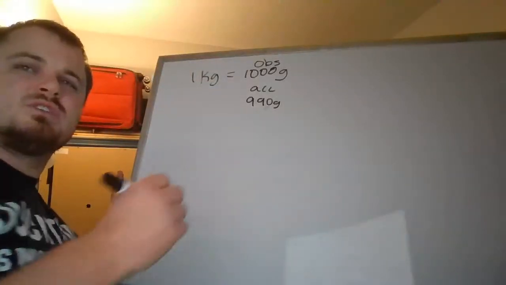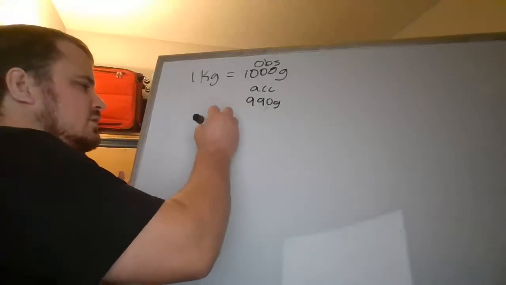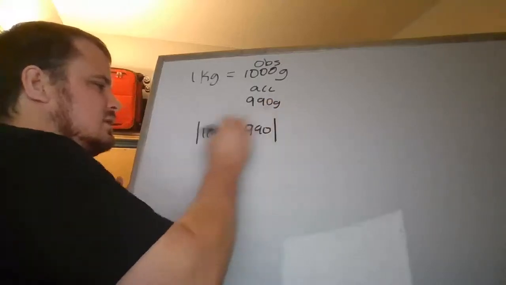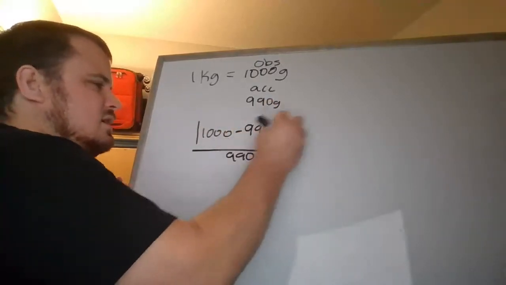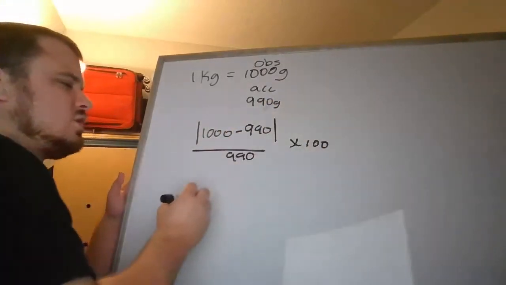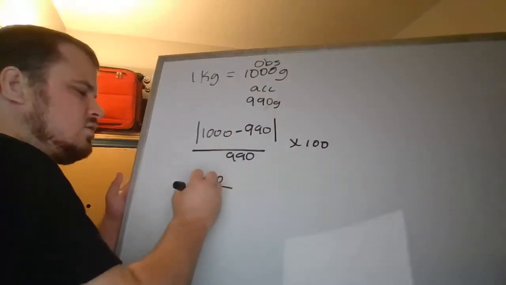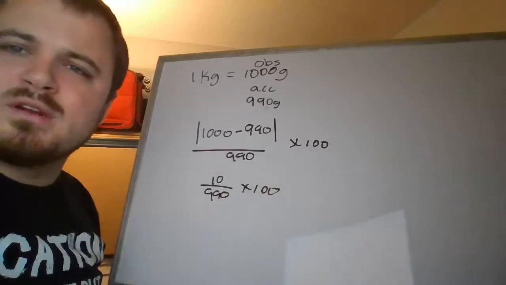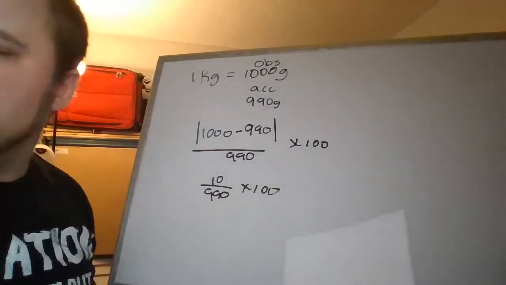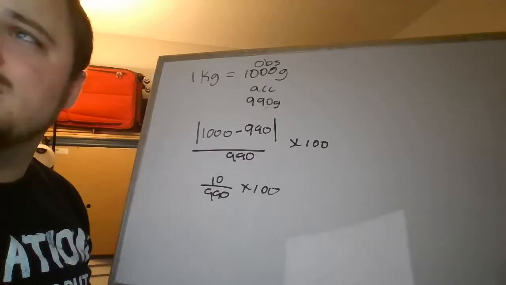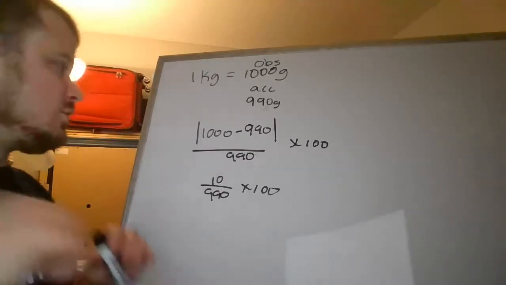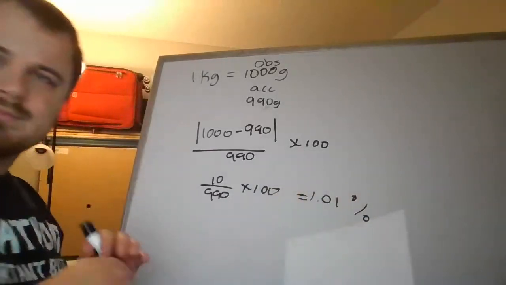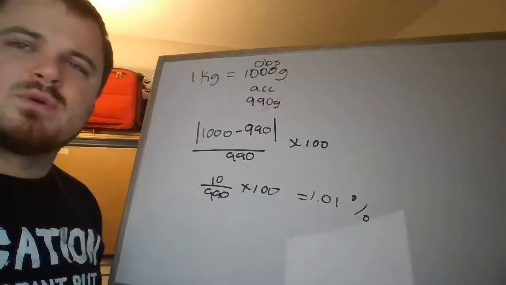So let's do the equation, which is going to be observed, an absolute value, minus accepted, divided by accepted, times 100. So when we do this, we end up with 10 over 990 times 100. When we take out the calculator and we do 10 divided by 990, multiplied by 100, we get 1.01%. So that is what we get when we do that.